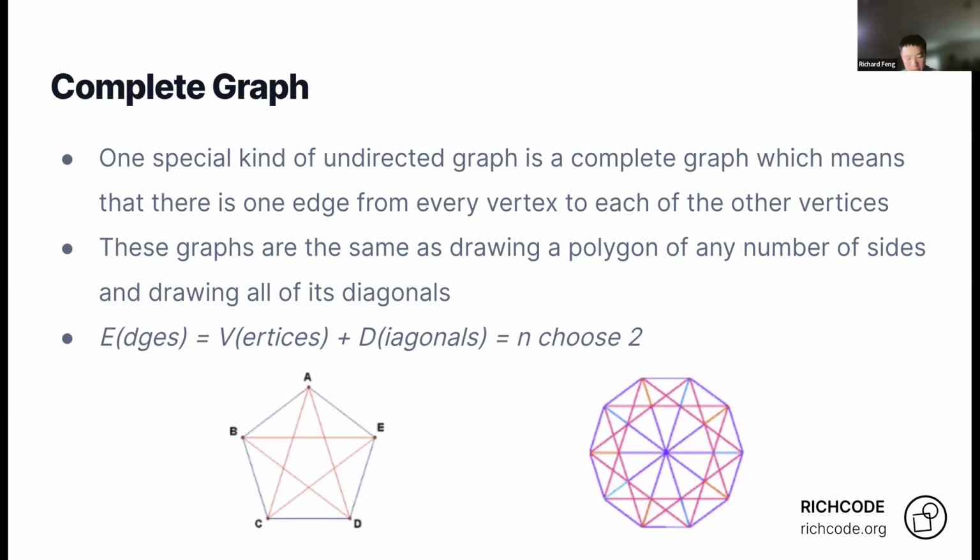So right here we have 1, 2, 3, 4, 5. It's basically like a pentagon with all the edges and diagonals drawn. So the number of edges is equal to the number of vertices plus the number of diagonals. And you can also think of it as n choose 2. So we can choose any two vertices, and the number of those combinations is the total number of edges.